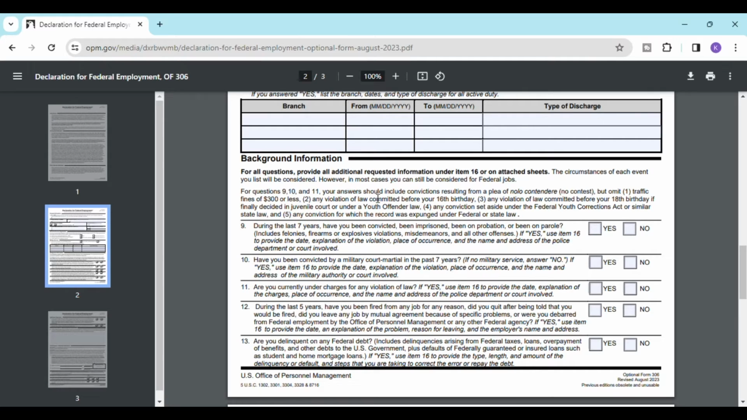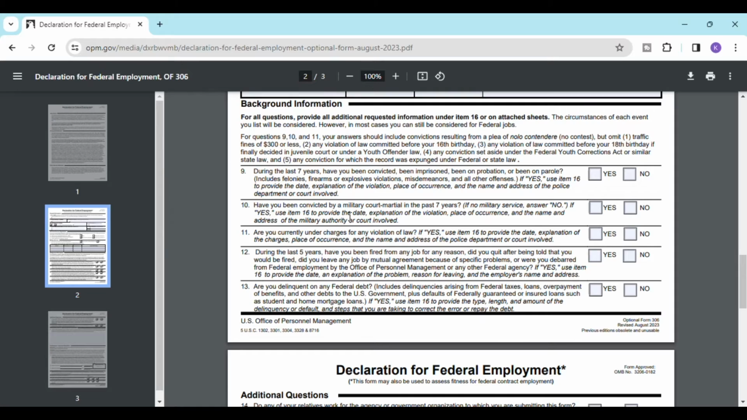Any violation of law committed before your 16th birthday, you can omit. Any violation of law committed before your 18th birthday, if it was decided in juvenile court and you were tried as a minor, or any conviction set aside under the Youth Corrections Act or similar state law, and any conviction in which the record was expunged under federal or state law. So any of those 1 through 5 you can omit. But if it doesn't fall under that category, then you need to disclose it. And that's where these questions start.